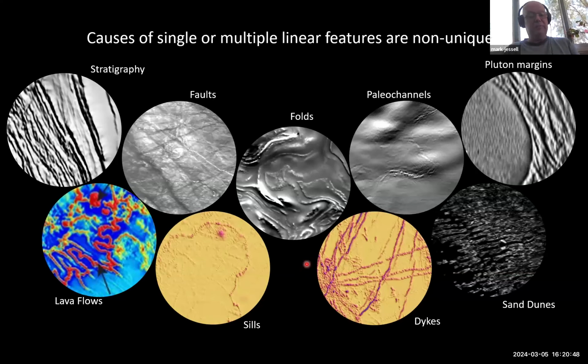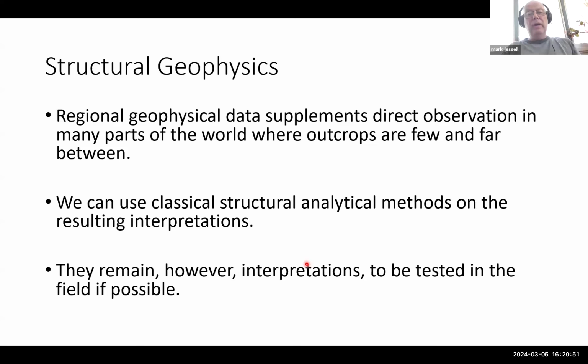So just to summarize that first part, there are regional geophysical data sets which supplement direct observations in many parts of the world where outcrops are few and far between. And we can use classical geological methods to interpret these based on our experience and our understanding of the fundamental properties of the rocks that produce these different signals. But they do, however, remain interpretations which, if possible, need to be tested in the field.